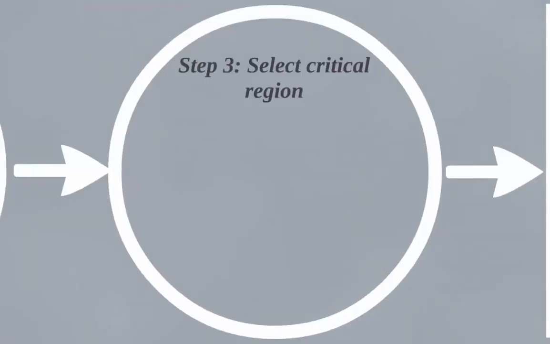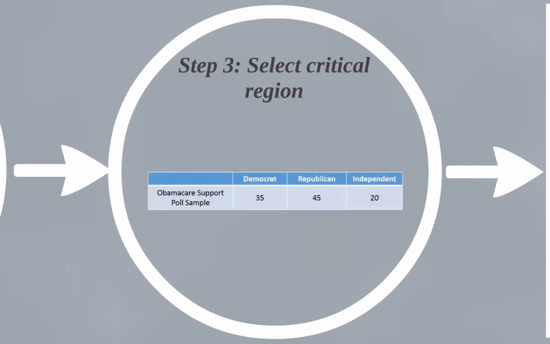Now we need to select the critical region. And so let's take a look at our sample data. So again, we have a sample size of 100 here. 35 plus 45 plus 20 is 100. And so we have our question, which is Obamacare support, and this is our poll sample. So we have 35 Democrats, 45 Republicans, and 20 independents. And so again, we're asking ourselves the question, is there significant differences in the frequencies of Republicans versus Democrats versus independents, right? Was one group maybe sampled significantly more so than the other groups?